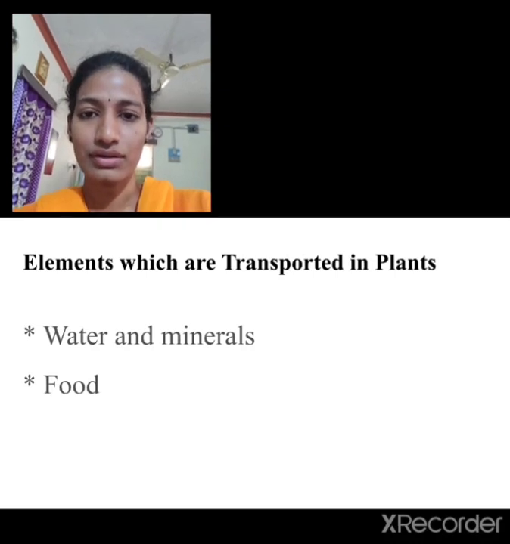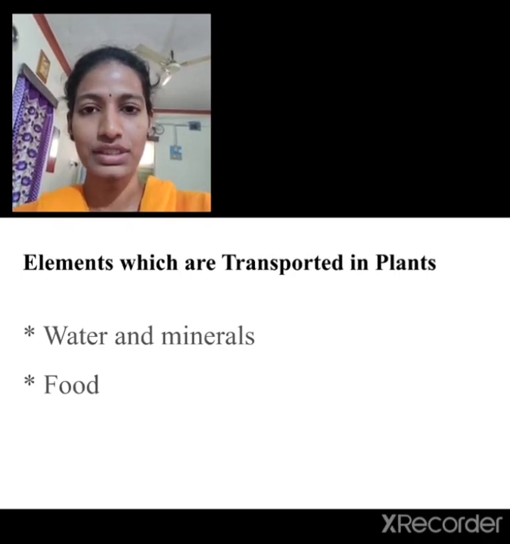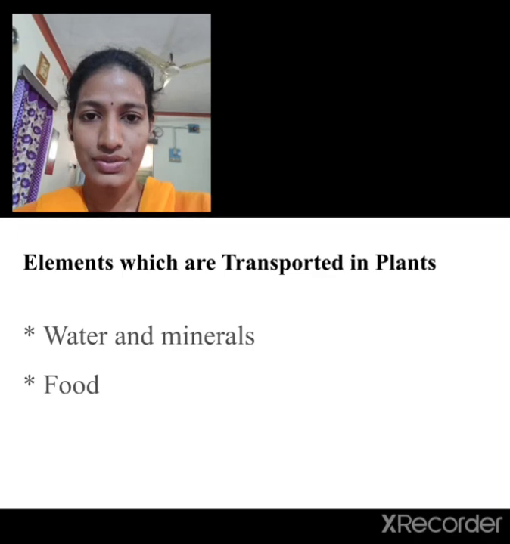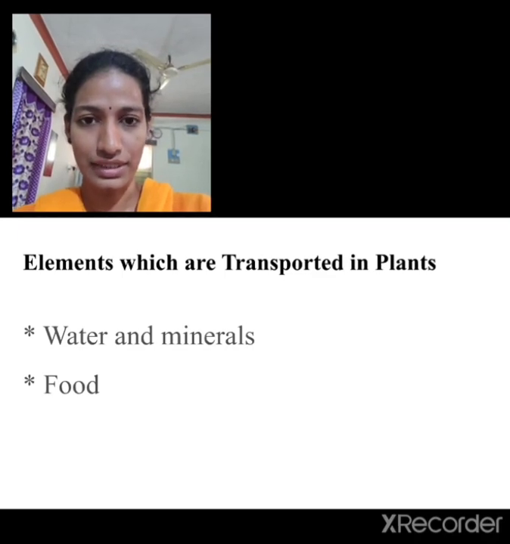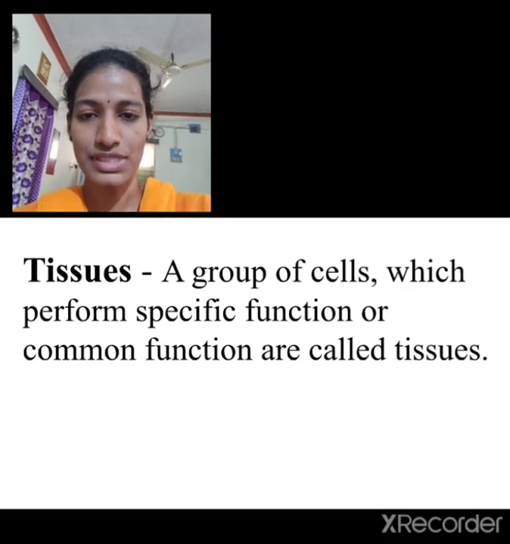With regard to the transportation of water and minerals and the food particles which are prepared by the plant, they usually transfer it with the help of the tissues. So what are these tissues then? You had already studied in your last class. Let us see what is meant by tissues again. Tissues are a group of cells which perform a specific or common function.